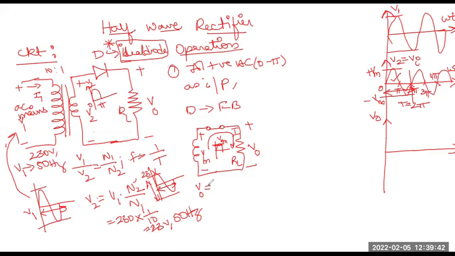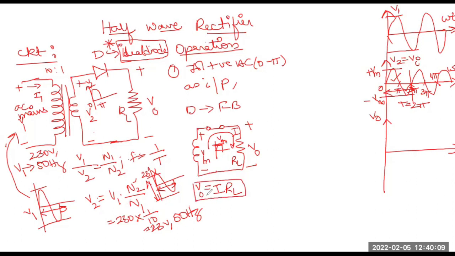See, this is almost similar to a clipping operation. Current, when does it flow? When there is a closed path. So here there is a closed path, so current flows. When current flows, what is this output voltage V naught? I into RL. Yes, that's all. V naught is equal to I into RL.